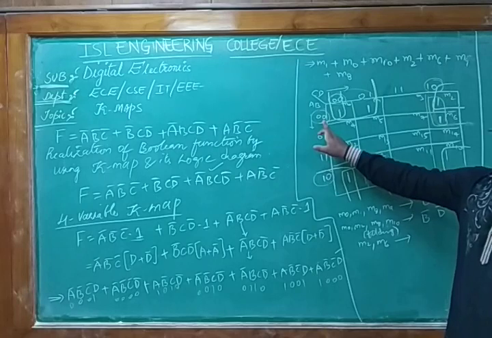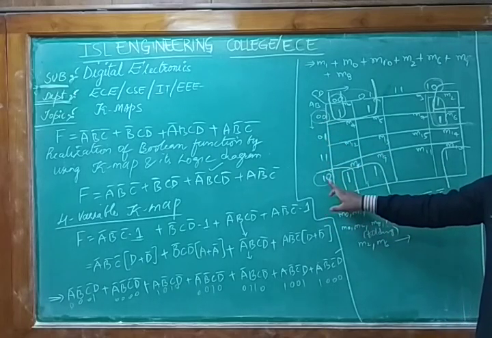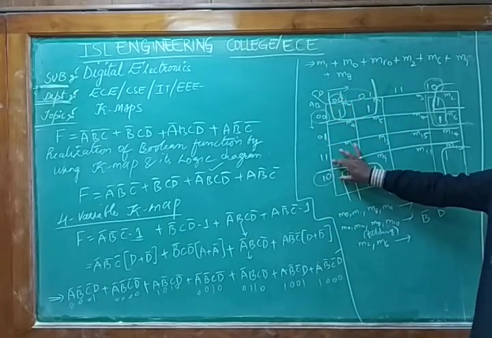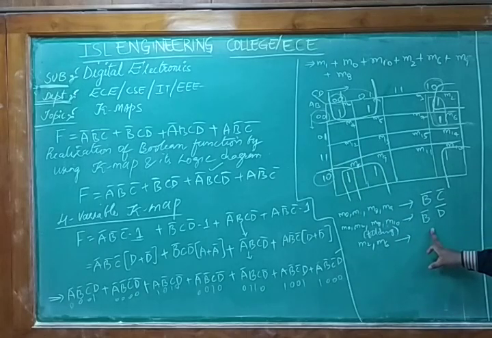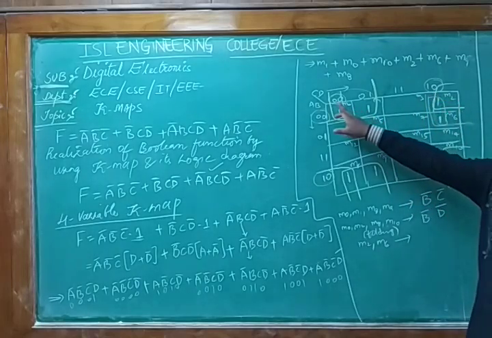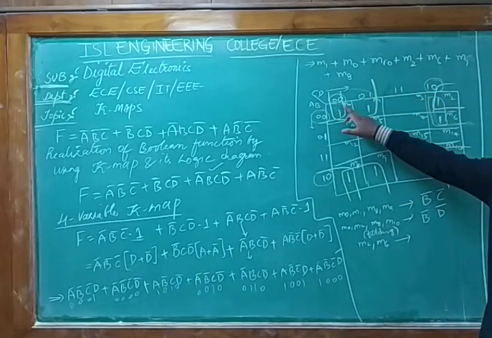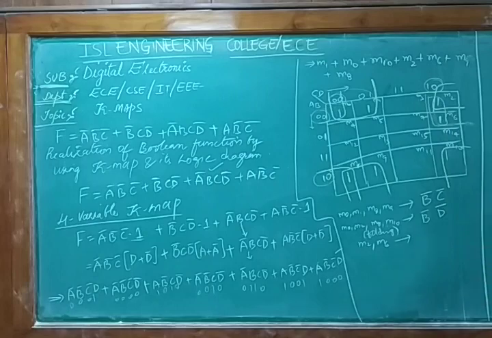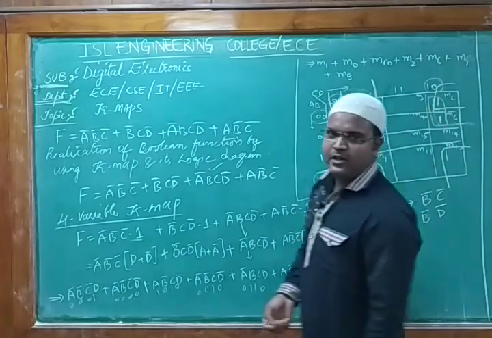So AB is here 0, 0, AB is here 1, 0. That means B is 0 here, B is 0 here. That's the reason we got B is common, so we can go for B bar. Similarly, the first column and the last column. What is common in this? C is 0, C is 1, D is 0 and D is 0. That is nothing but D complement. So in this we found the value of it.